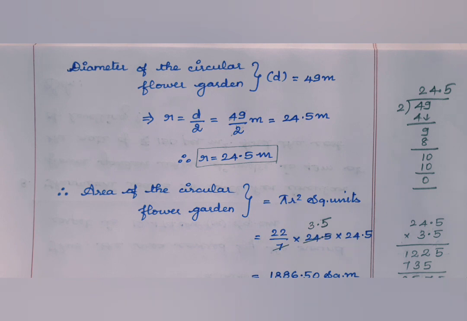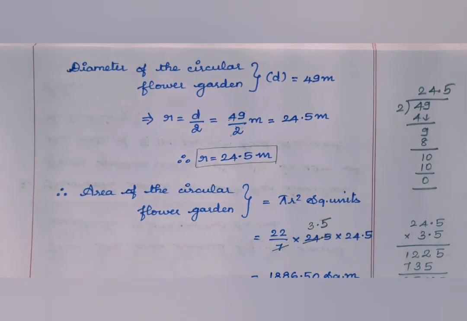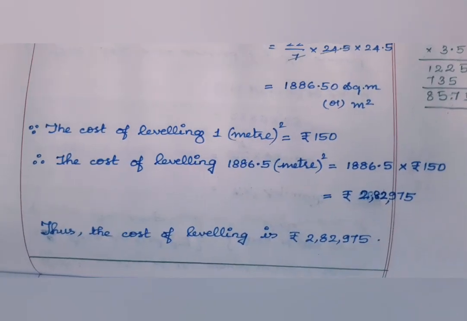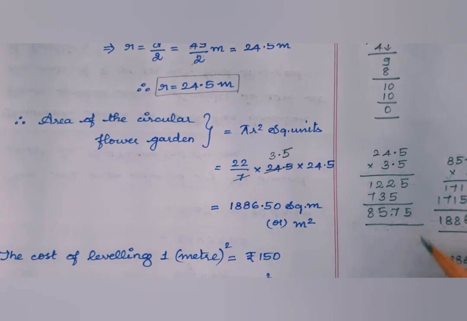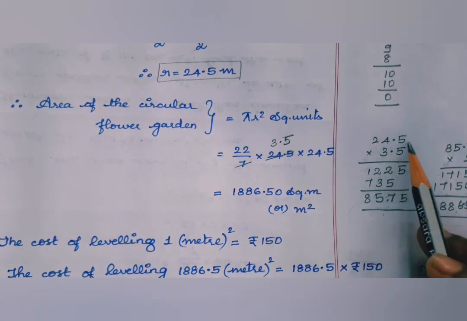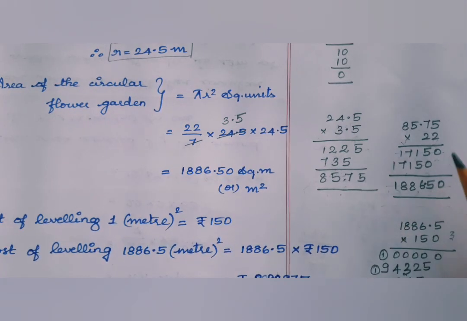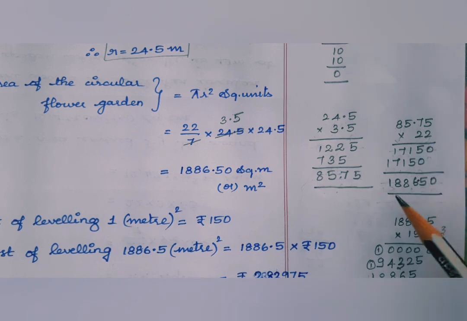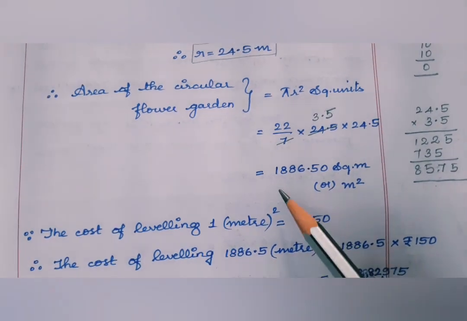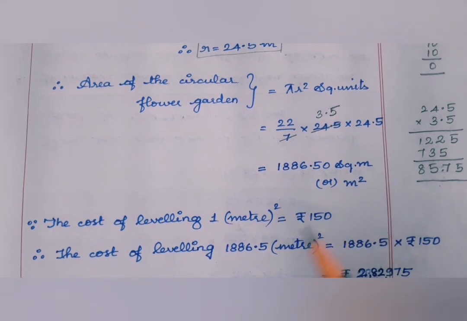So 1 7 is 7, 3.5 into 7 is 24.5, which is equal to, now we have to calculate 24.5 into 3.5, we are getting 85.75. After multiplying 85.75 into 22, we are getting 1886.50. Therefore the answer is 1886.50 square meter or meter square.